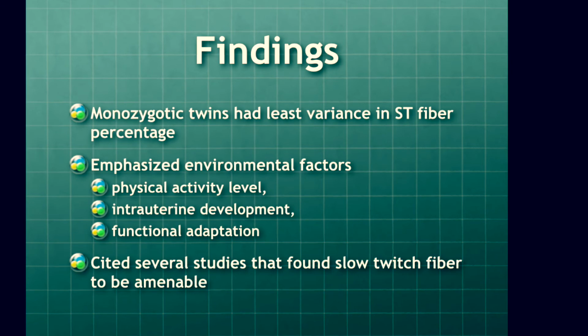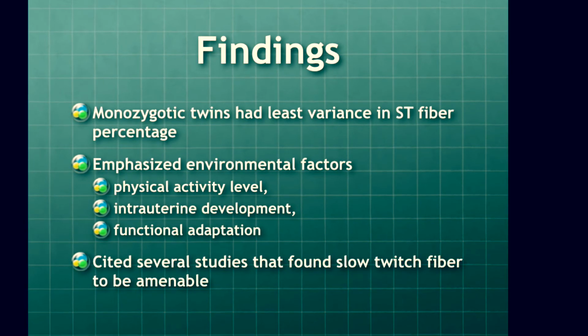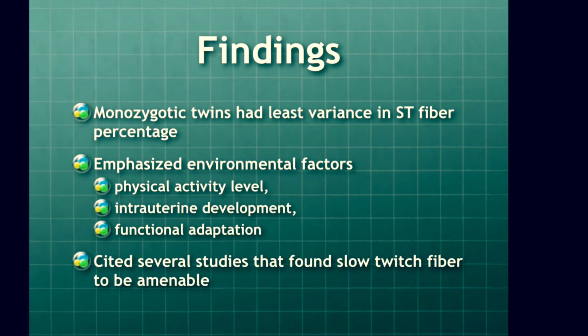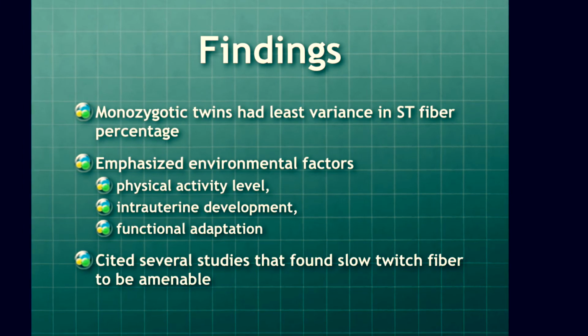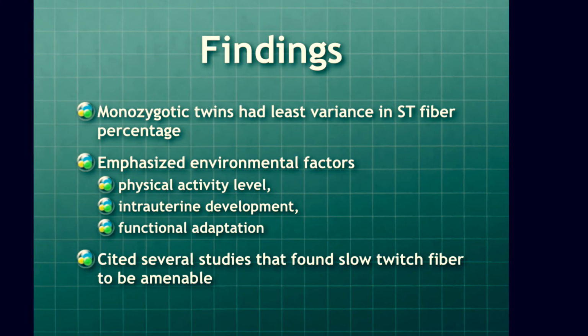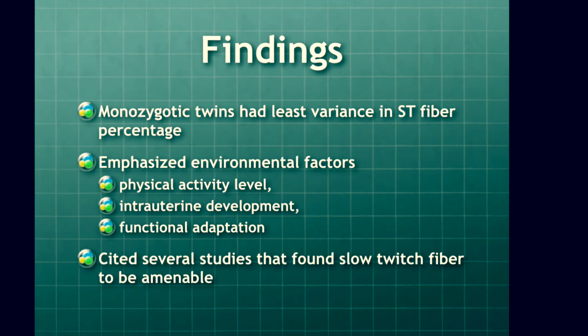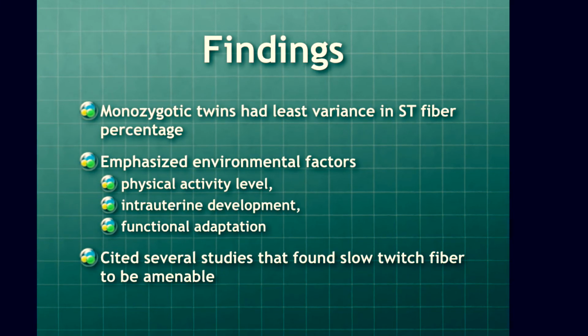And what they found was that the identical twins had the least variance in slow twitch muscle fiber composition percentage. That basically means that across the board the twins had the same composition of slow twitch compared to the fraternal twins and the brother pairs. And that indicates that there's a strong genetic component in terms of muscle fiber composition.